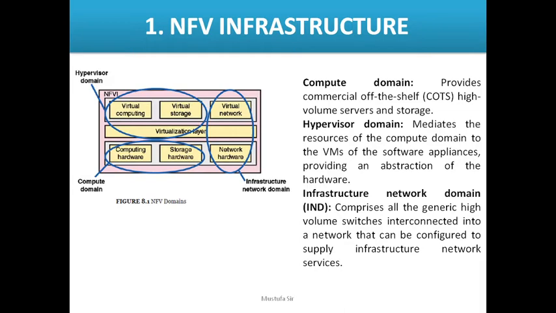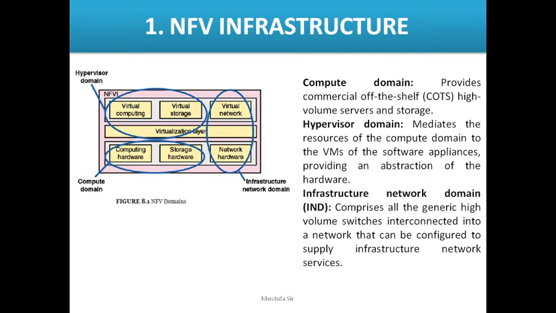In the NFVI domain there are three subdomains. Here the names are mentioned: one is hypervisor, second is compute, and third is infrastructure network. What is the purpose of these domains? The heart of the NFV architecture is nothing but a collection of resources. You should remember this: resources and functions.